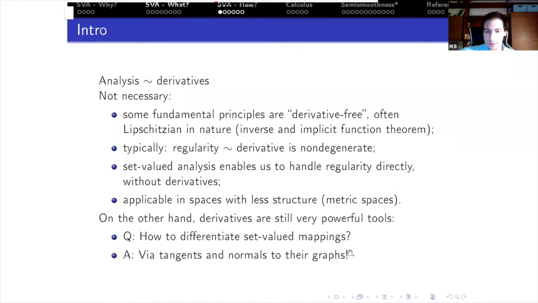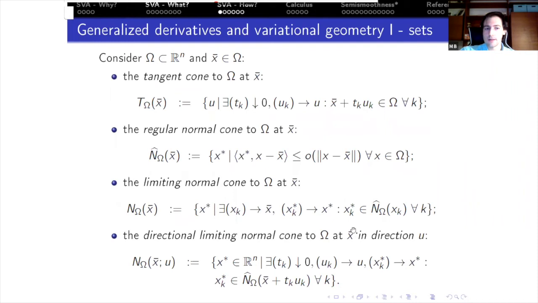So the question is then, how can we differentiate set-valued mappings? And the answer is through tangents and normals to the graph. I'll very briefly skip through this. We have the tangent cone, the regular normal cone, the limiting normal cone. These are very basic constructions. I will show you the picture. And then we have also directional limiting normal cones, which were developed mainly by Helmut Gfrerer, who is my PhD supervisor.